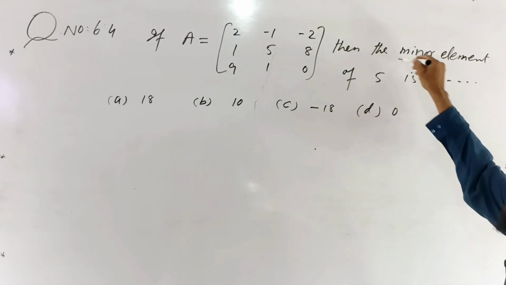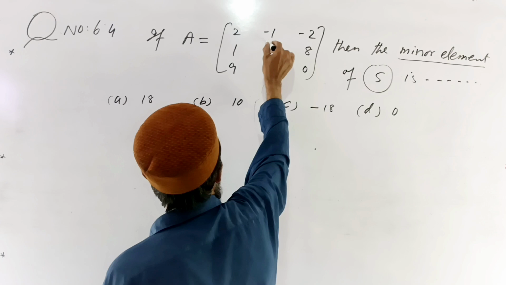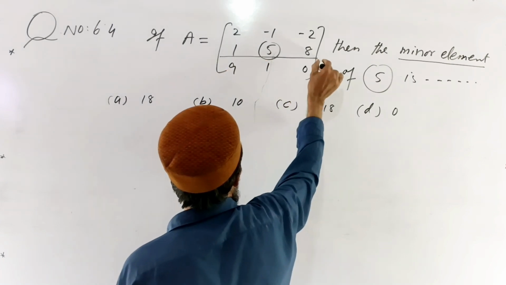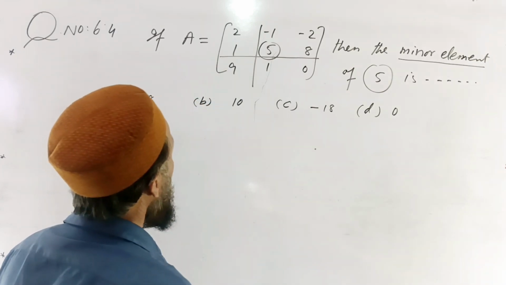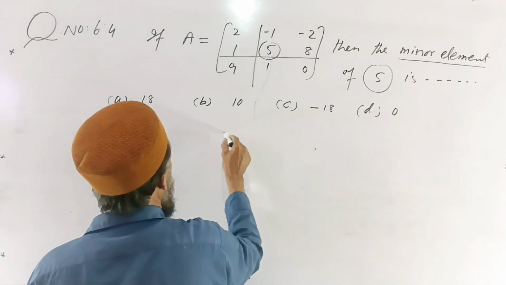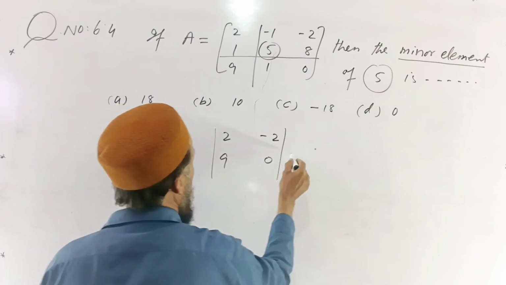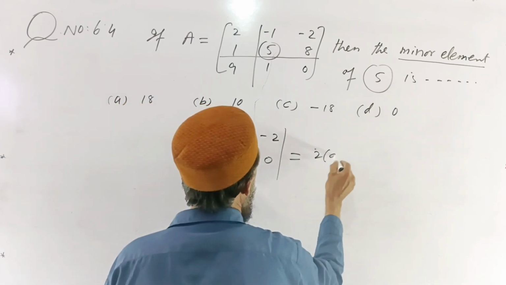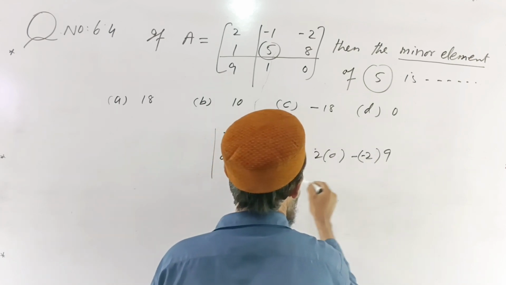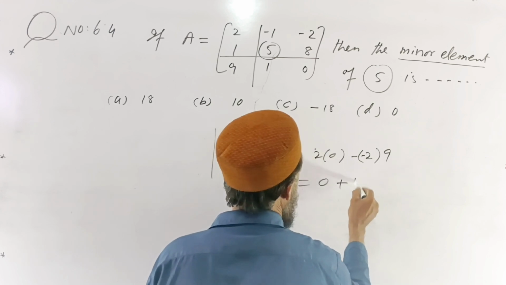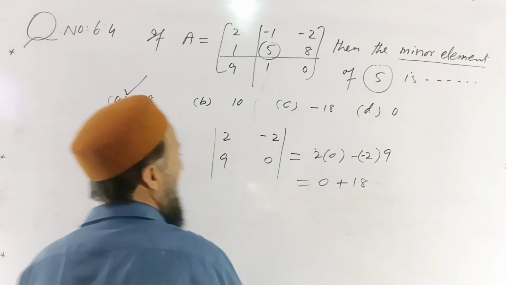Now the minor element of 5 here means this result is 5, so we expand by the second row and second column. The remaining terms are 2 and minus 2, 9 and 0. If we expand this, the result will be 2 times 0 minus minus 2 times 9, so 0 plus 18. Plus 18 will be the correct answer.